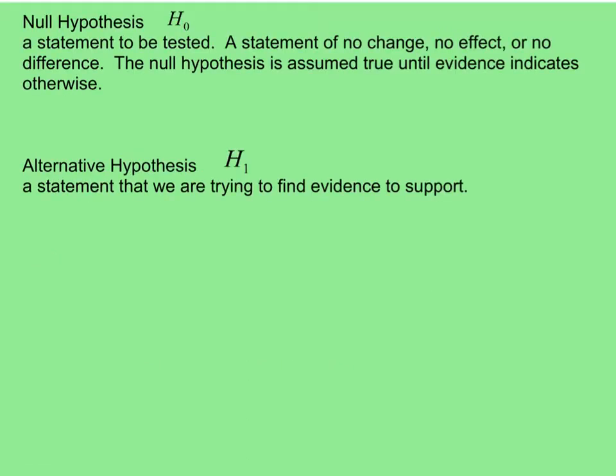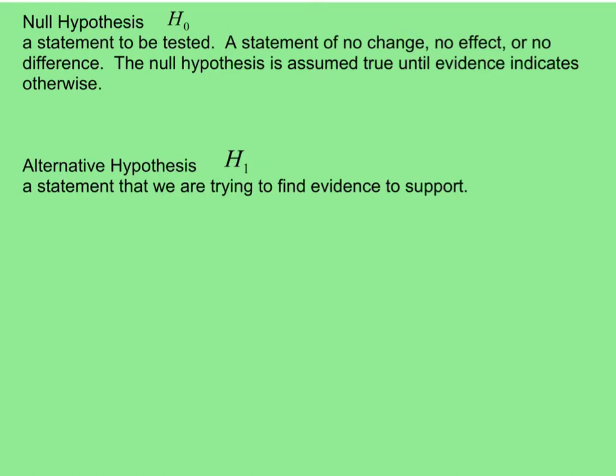Okay, and when we do a hypothesis test, we look at 2 different hypotheses. The first is called the null hypothesis. That is the statement that we are testing. It is a statement of no change, no effect, no difference. The null hypothesis is assumed true unless the sample evidence indicates otherwise. And then the alternative hypothesis is the one that you're trying to find evidence to support.